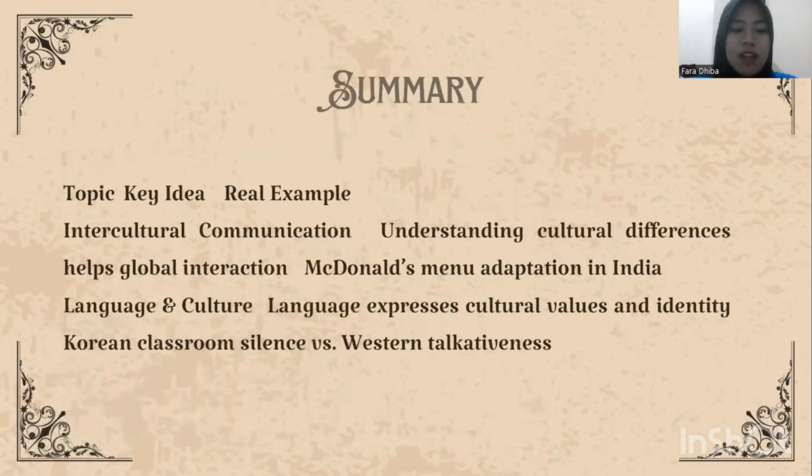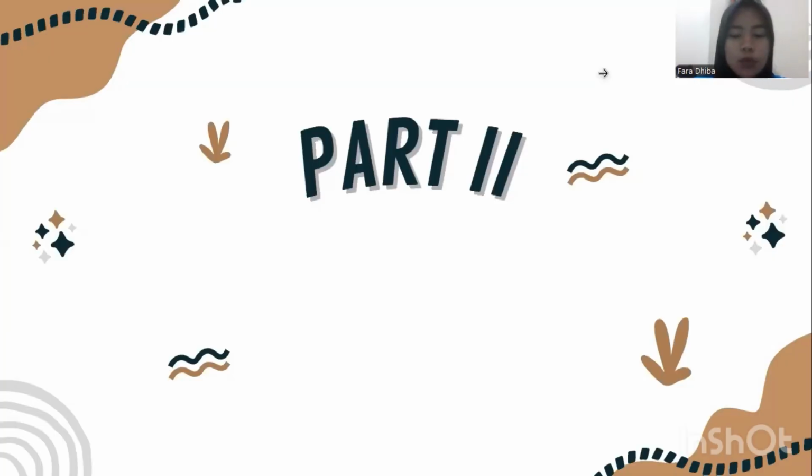And then this is the summary. Topic, key ideas, real example. Intercultural communication: understanding cultural differences helps global interaction. McDonald's menu adapted in India. Language and culture: language expresses cultural values and identity. Korean classroom silence versus Western talkativeness. Then this is video part 2.